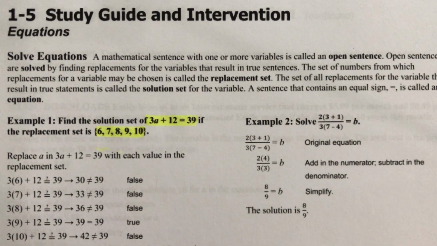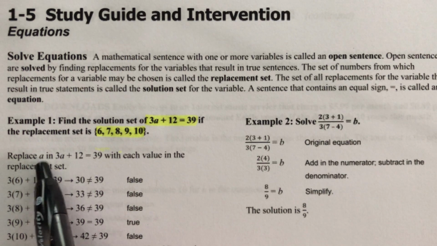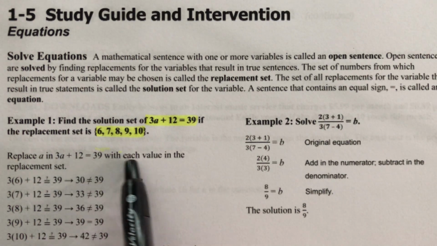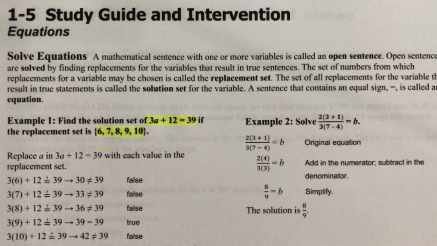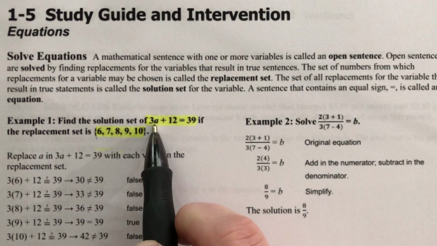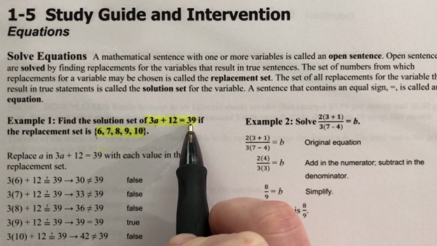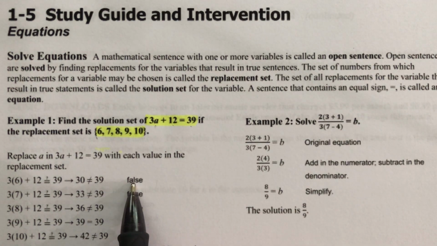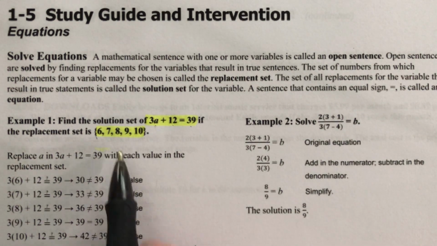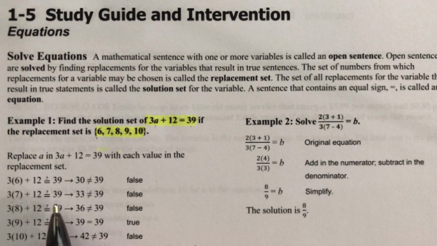So here, as an example, replace a in 3a plus 12 equals 39 with each value in the replacement set. We're going to plug 6 in for a. 3 times 6 is 18, 18 plus 12 is 30. Does that equal 39? No, that doesn't work. So that's not a solution. How about 7? 3 times 7 plus 12 equals 39? 33 equals 39. That's also not a solution.